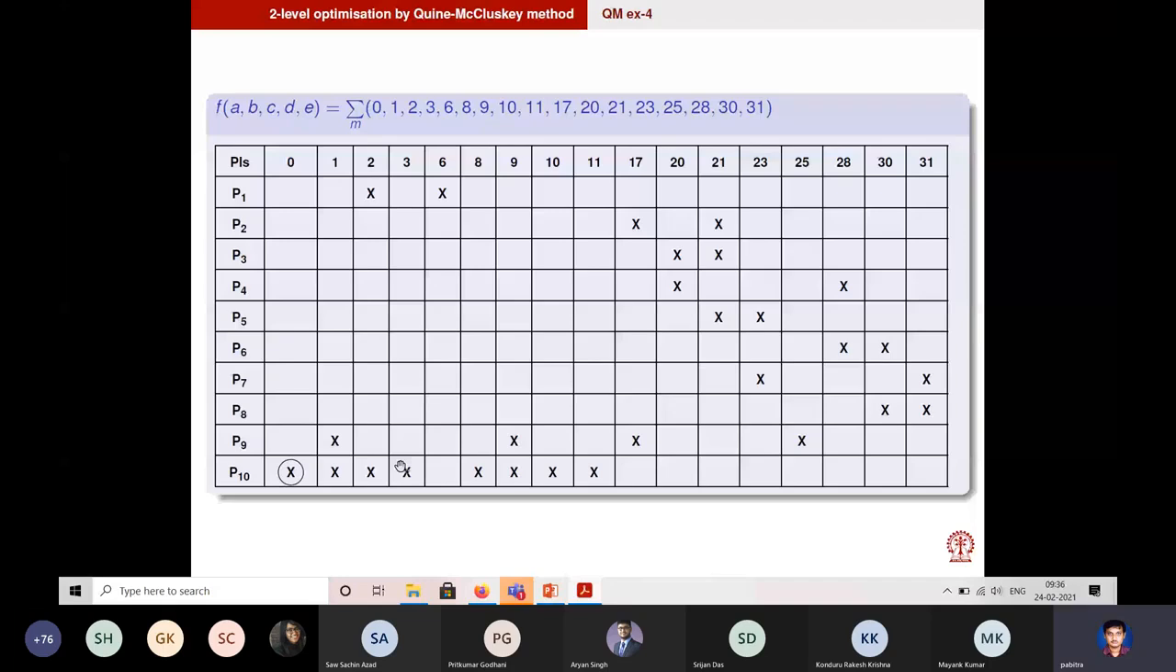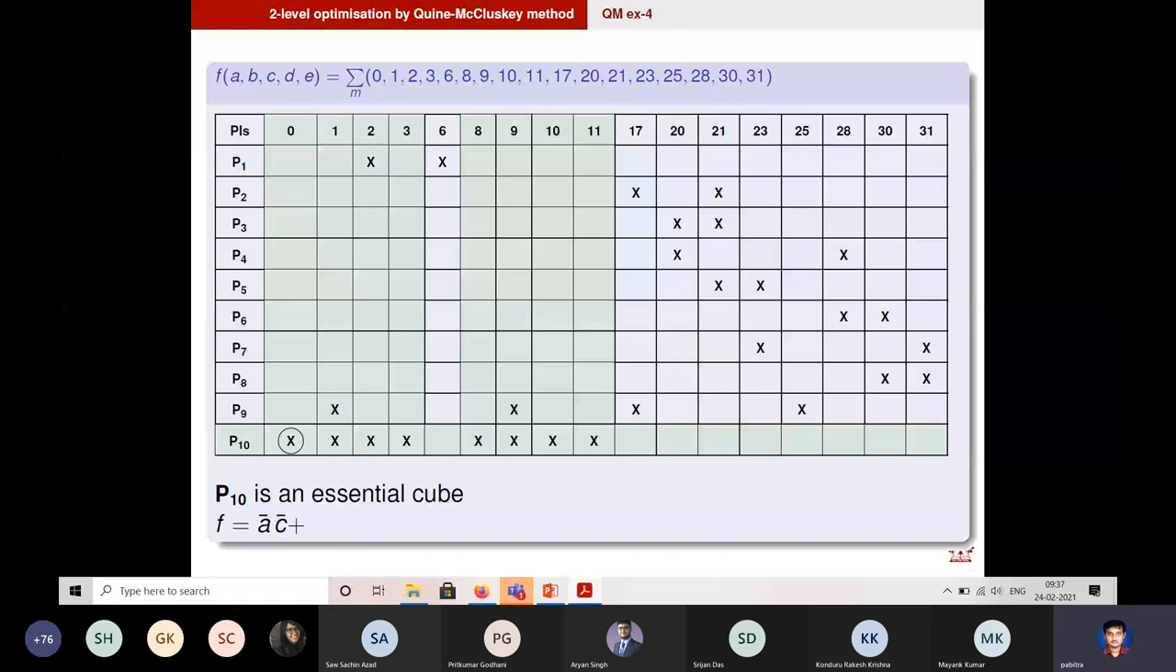Okay, so let me repeat the process. There are 3 reductions I talked about. One is you have to keep the essential prime implicants, and if you keep the essential prime implicants, other columns covered by the essential prime implicants can be dropped. If you have dominating rows, you keep the dominating row, drop the dominated rows. If you have dominating columns, keep the dominated columns, drop the dominating columns. Okay, so these reductions I can do.